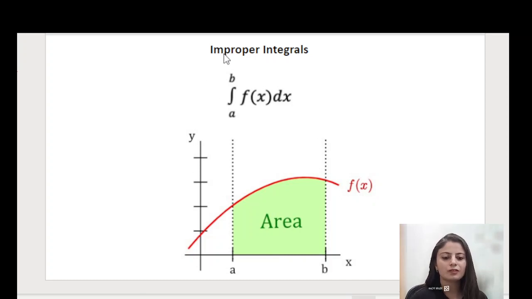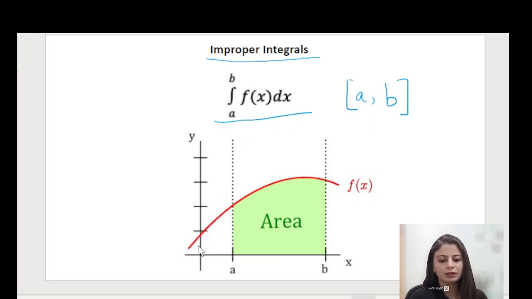In this video, we'll be discussing improper integrals in detail. So far, you have seen definite integrals of this form, where a and b are finite numbers, meaning this interval ab is a finite interval. So this integral would basically represent the area under this function f(x) within this finite interval ab. Here x equals a is its left boundary and x equals b is its right boundary.